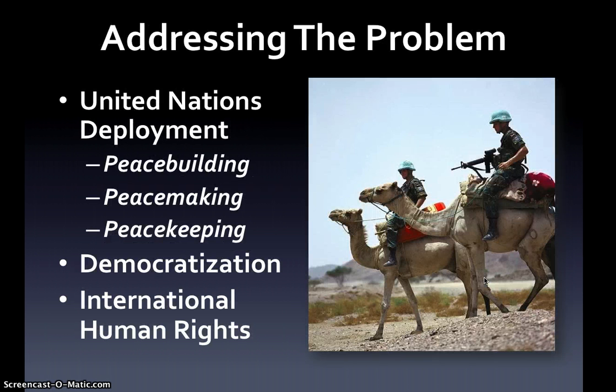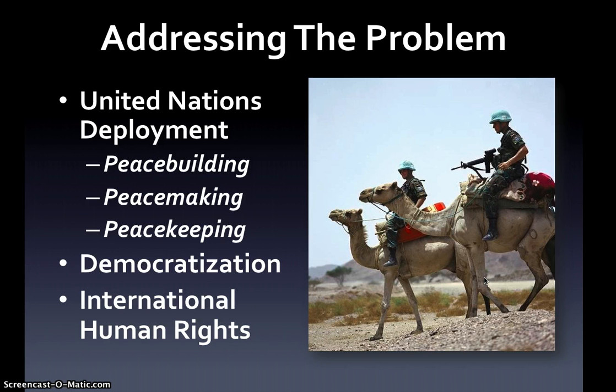Now, what's being done to address the problem? United Nations deployment mostly, where peace building is done. Peacemaking and peacekeeping are a part of peace building. Now, peace building is the various activities and things that go into resolving conflict between combatants. Peacemaking is third-party installation of strategies and measures to achieve peace. And peacekeeping is the third-party peace maintenance of that peacemaking, where intervention occurs when peace is compromised.